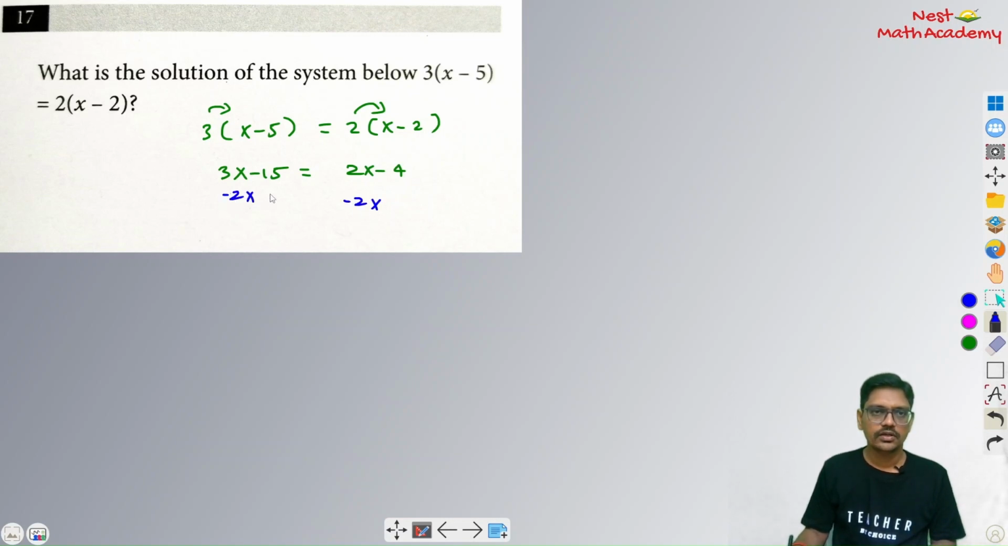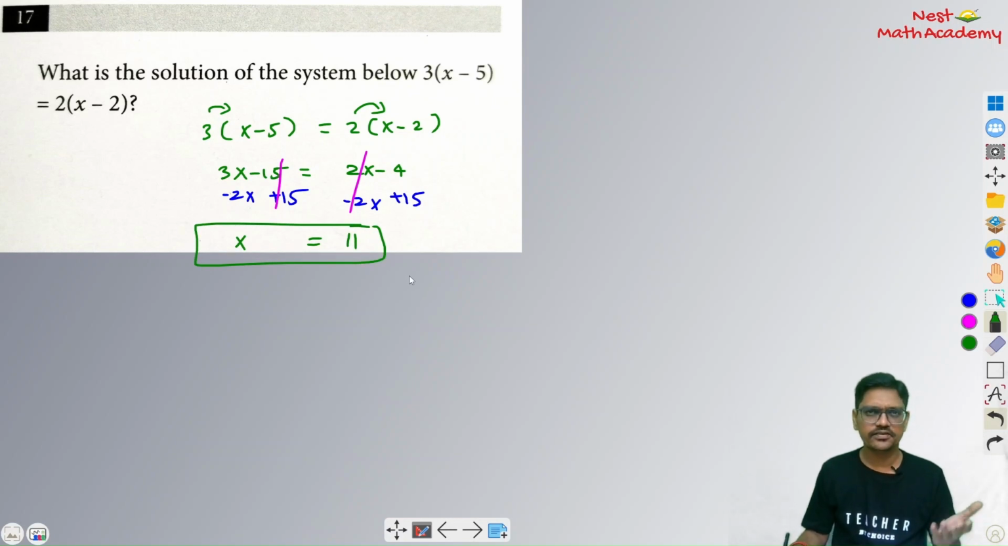Also adding 15 on both sides to get rid of this 15. So this one cancels out, this one cancels out. So we'll be left with 3x minus 2x, x is equal to 15 minus 4, 11. Therefore, x is equal to 11 is the solution. Simple single variable equation. Okay.